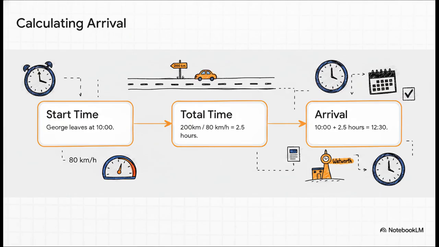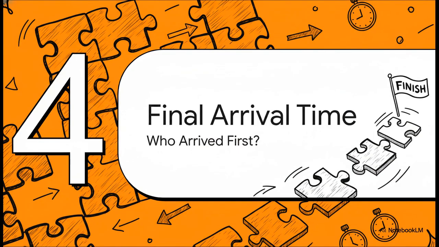We know his start time is 10 o'clock. We know the total distance to Watworth is 200 kilometers, and we know his steady speed is 80 kilometers per hour. To find his travel time, we just use that classic formula. Time equals distance divided by speed. So 200 divided by 80 gives us 2.5, which means George's nonstop drive takes exactly 2.5 hours. Finally, we just add that 2 hours and 30 minutes to his 10 o'clock start time, locking in his precise arrival time at 12:30.